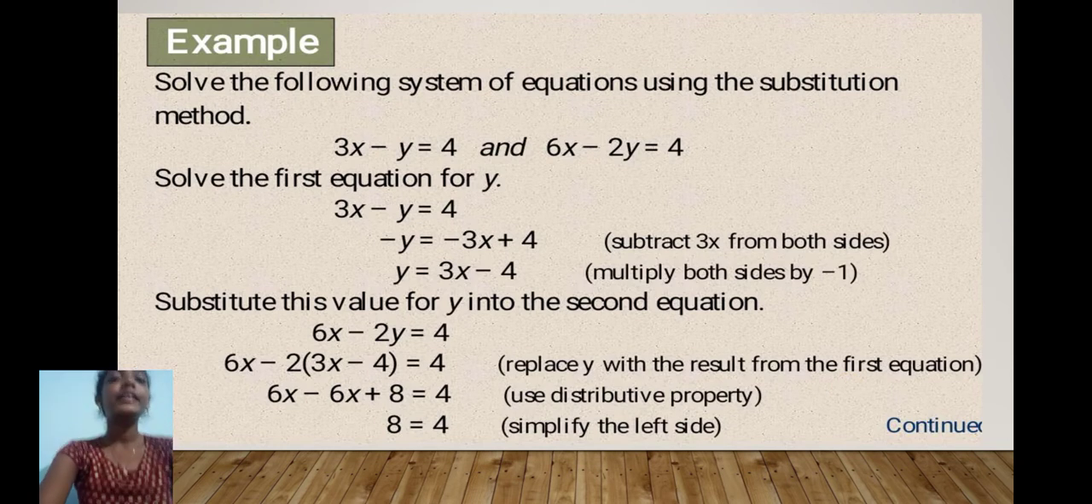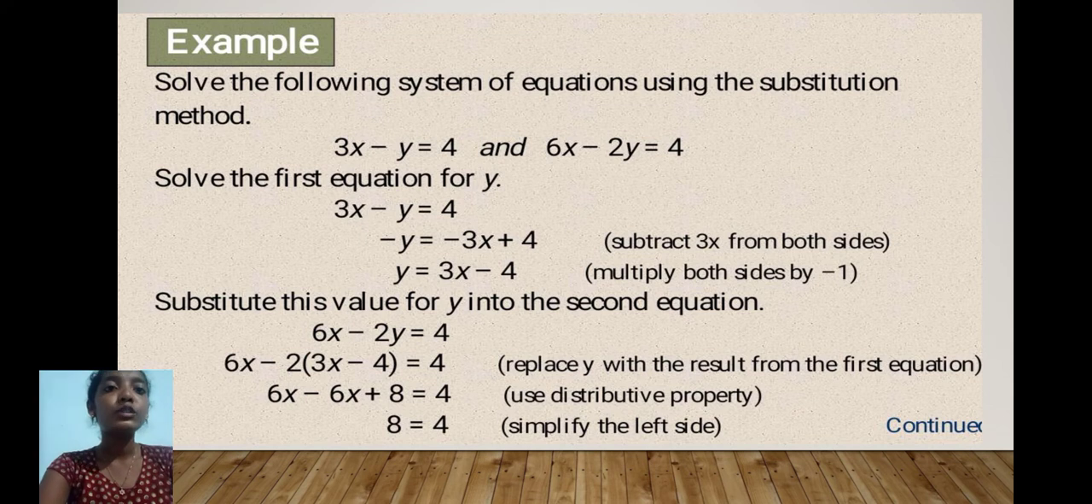Here is another example. The question is, solve the following system of equations using the substitution method. 3x minus y equals 4 and 6x minus 2y equals 4. Solve the first equation for y. 3x minus y equals 4, so minus y equals minus 3x plus 4. Multiply both sides by minus 1. y equals 3x minus 4.